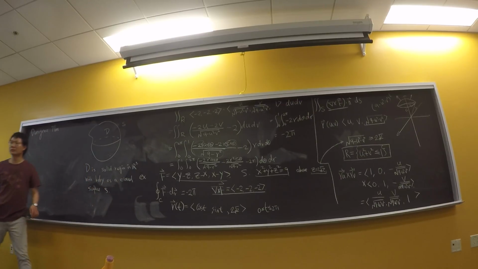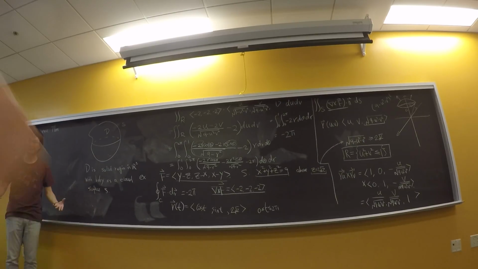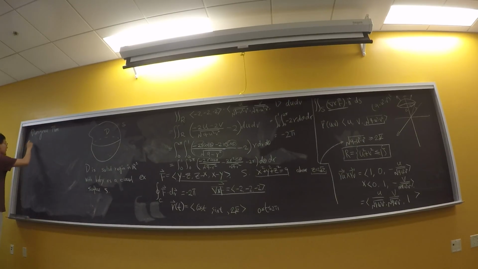All clear? So these are two different geometric setups. One is a surface with boundary as a curve. This one, we have a closed surface as the boundary of a solid. And then any surface integral of the vector field, so we're still talking about the flux, is going to be equal to the triple integral over the interior.